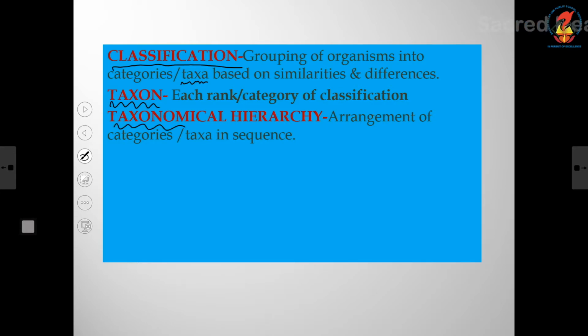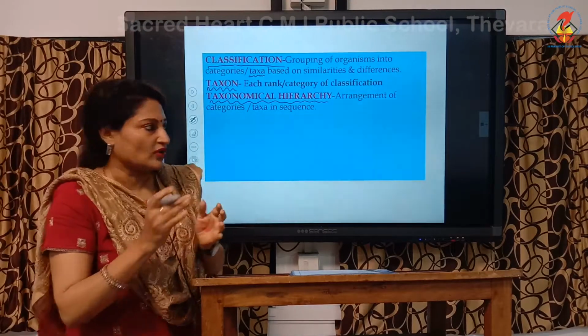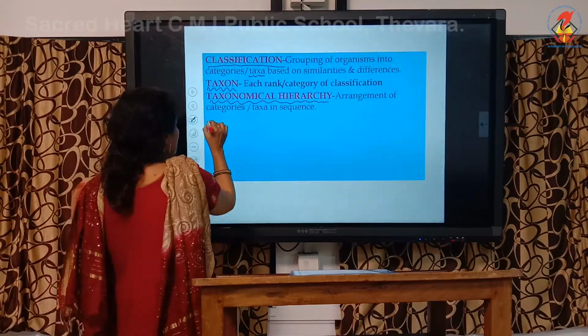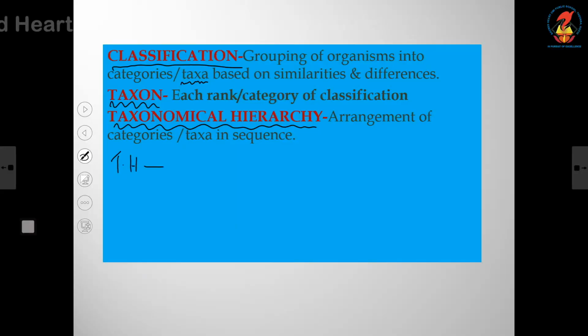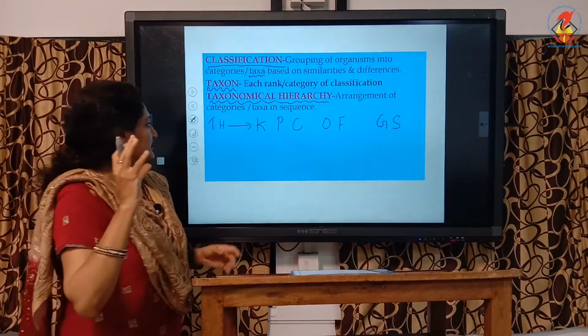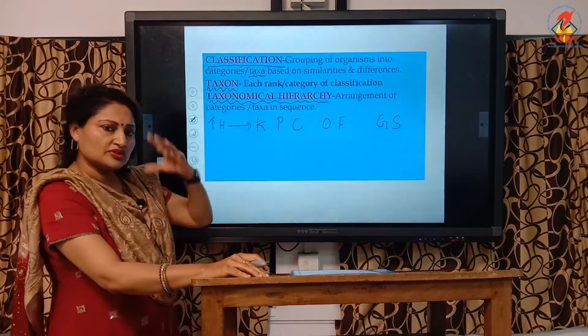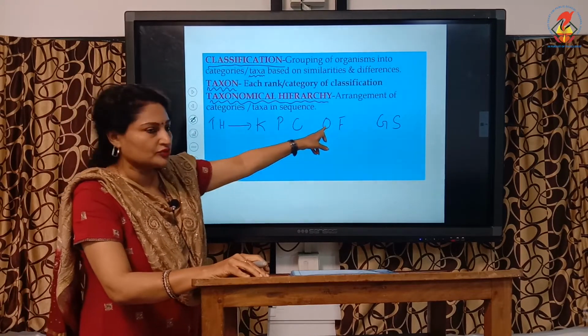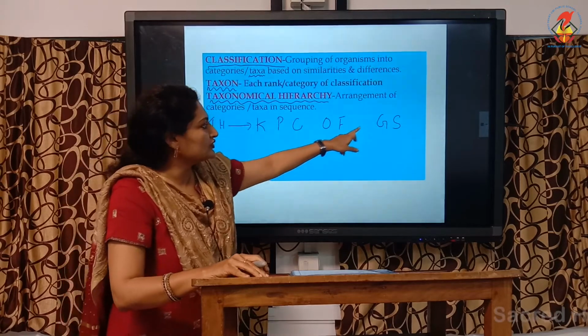And lastly, we have taxonomical hierarchy. What is taxonomical hierarchy? Arrangement of these taxa in a particular sequence from large to small. For example, the taxonomic hierarchy in animals is, remember this short form, KPC of GS. You know KPC, it's very famous, it's a drama company. So KPC, or you think of any other terms, KPC of, you can take of the preposition of, GS.